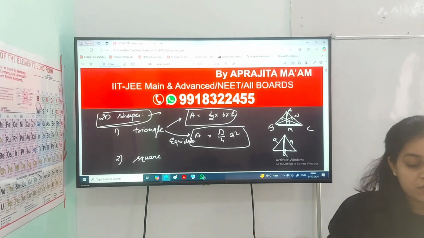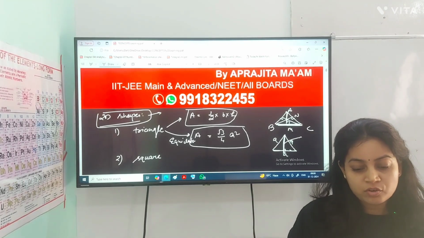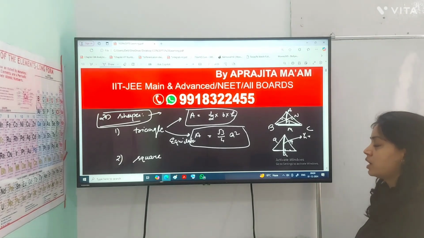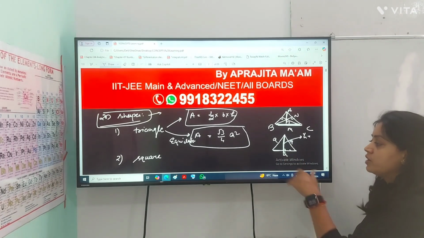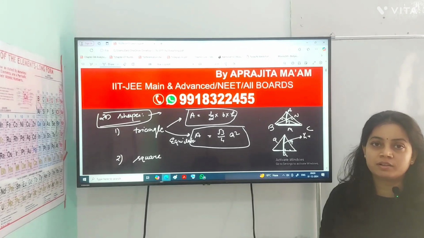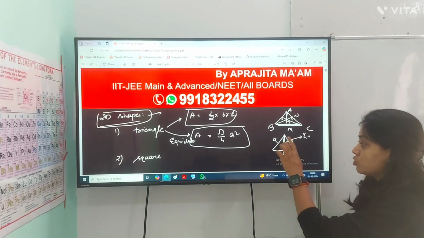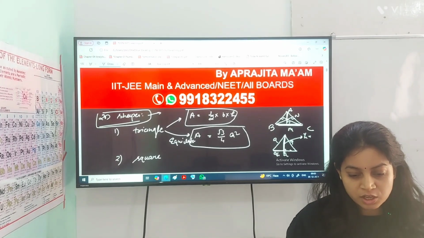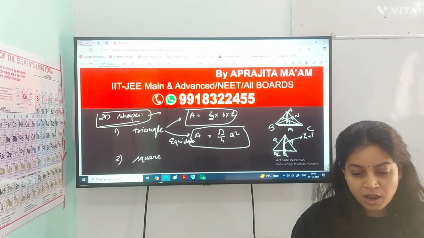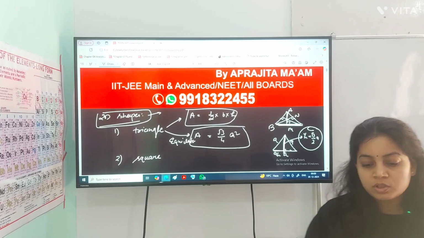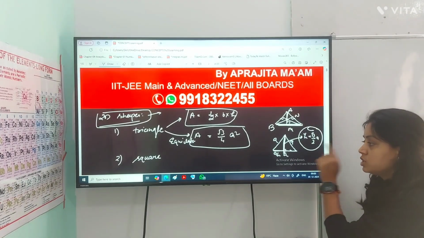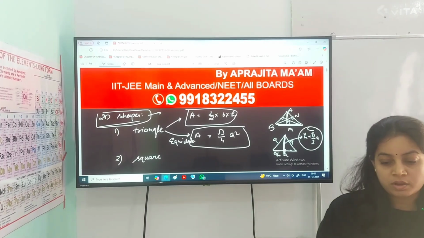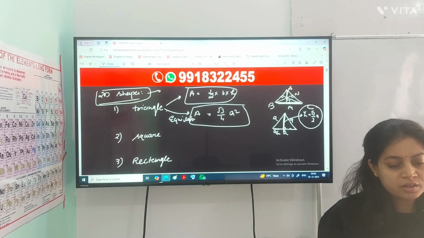Area of the equilateral triangle, you must remember that it is √3/4 into side square, and also the height of the equilateral triangle, because in numerical questions, what happens is we have to directly use it. At that time we must know the formula. We are not going to use the Pythagoras every time, as that takes so much time. So we must know the formula also. Height of the equilateral triangle is root 3 by 2 into side. So area of the equilateral triangle is root 3 by 4 side square.